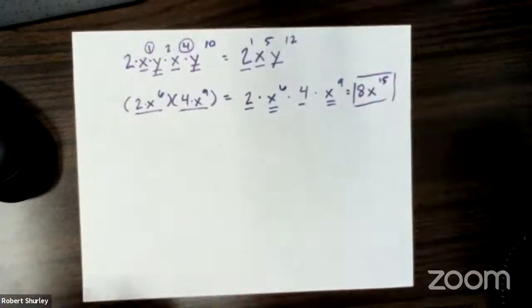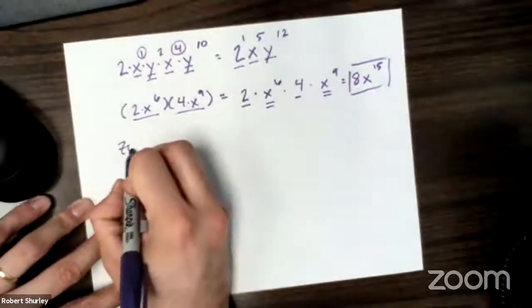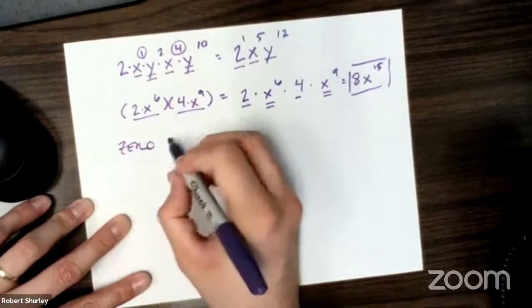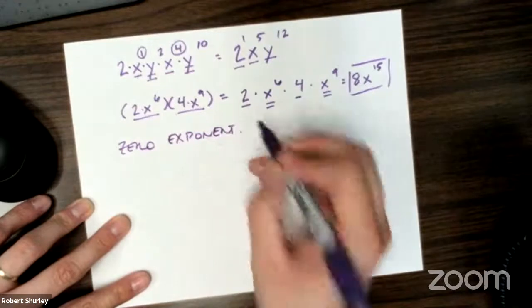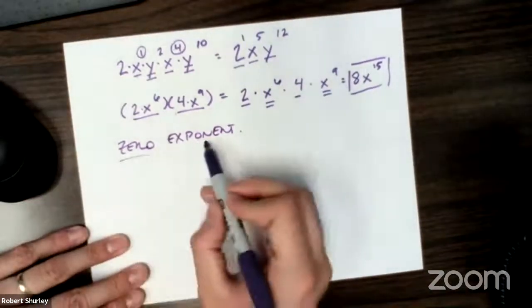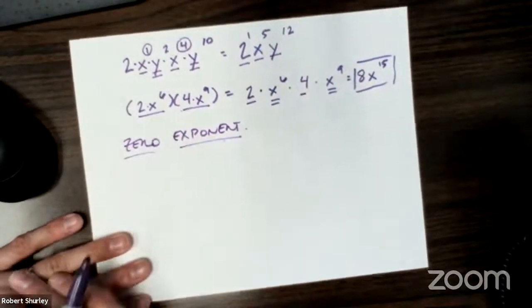Okay. The next rule your book goes over, so that was the product rule, if you're keeping up, is the zero exponent. Actually, they didn't even call it a rule. It just says zero exponent. Turns out anything raised to the 0 power is just 1.